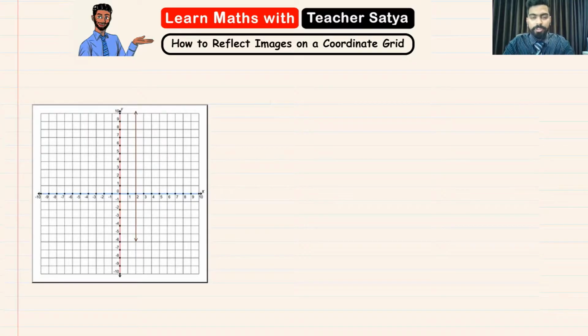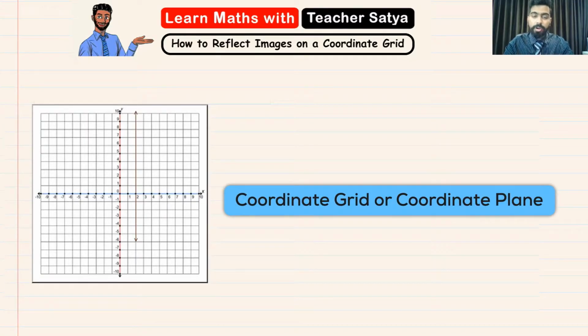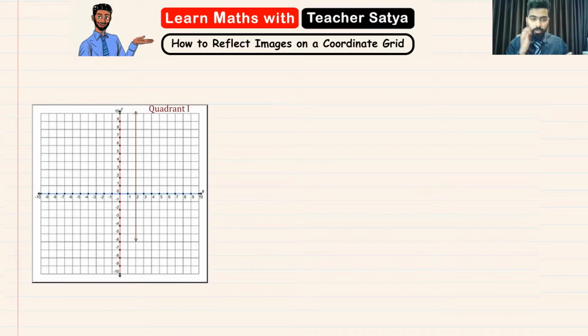So when we talk about a coordinate grid or a coordinate plane, it consists of 4 quadrants. So we have quadrant 1, quadrant 2, quadrant 3 and quadrant 4. Alright guys. Now let's say in this question the reflection line they have given is on the x-axis at 2. So the line that you see here, we will be using as the reflection line.